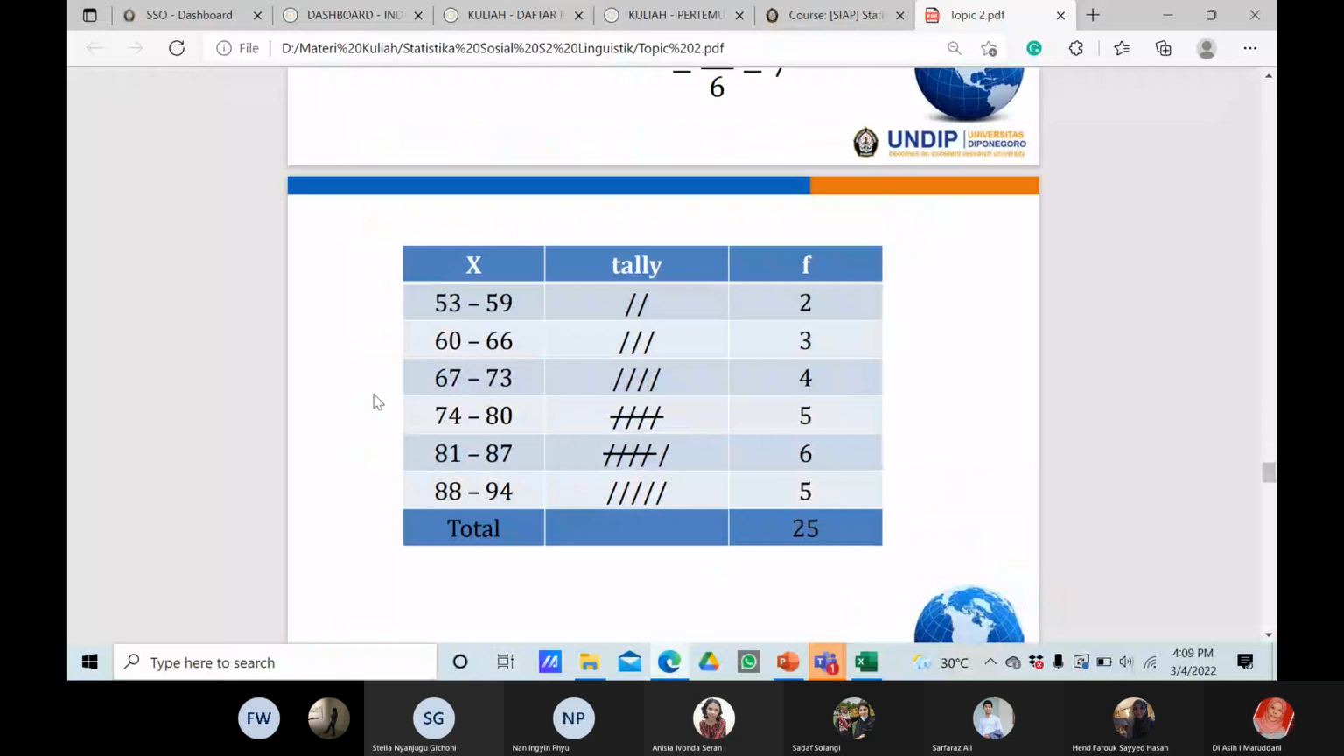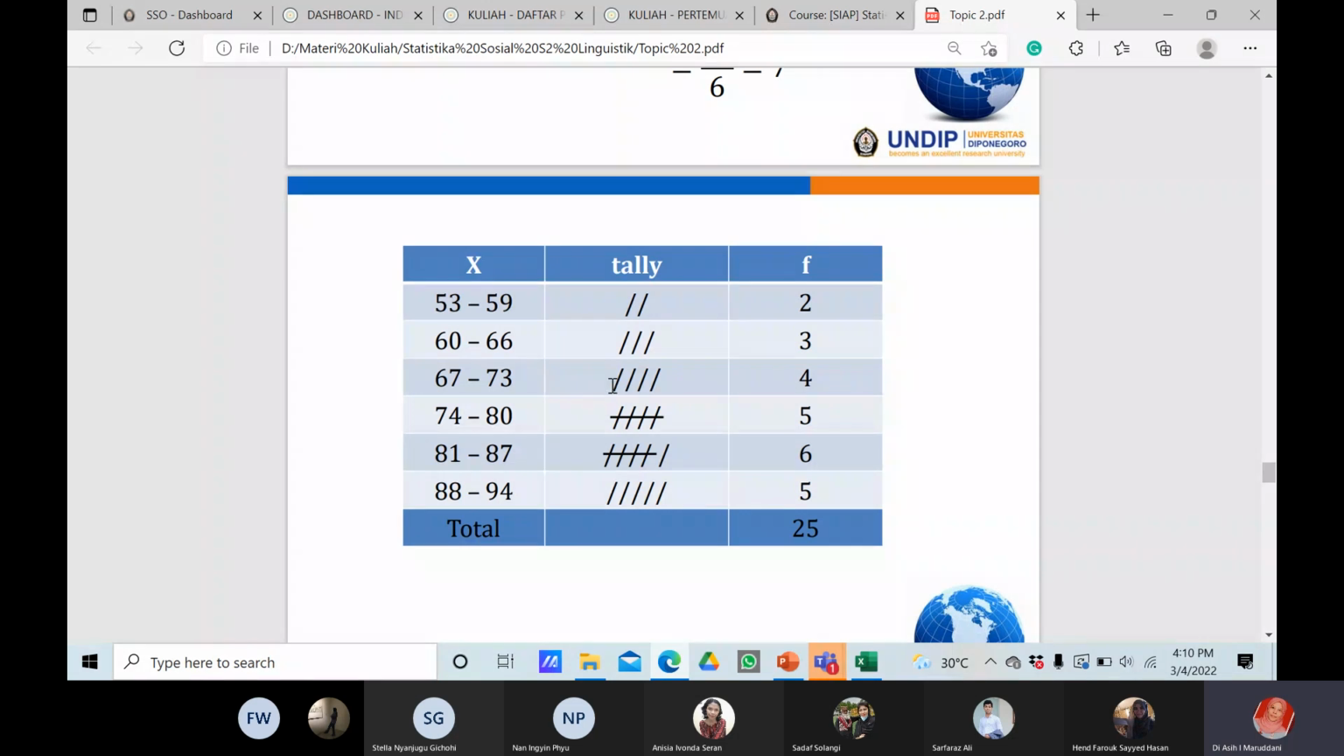So we can produce or present the frequency distribution with a relative frequency distribution with this new interval. This is the minimum value, 53. This is the maximum value, 94. And you have to make this interval with width 7.